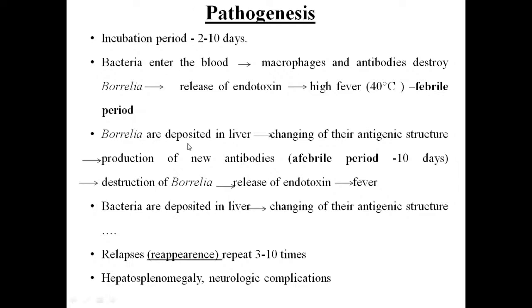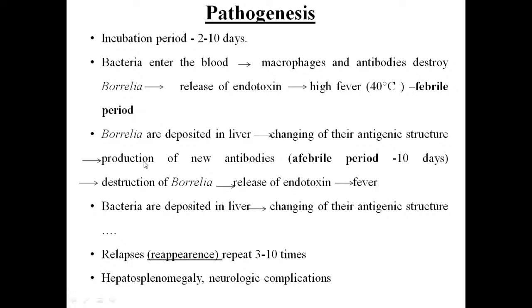Borrelia are deposited in liver and change their antigenic structure. I have said about antigenic variation. So, the immune system recognizes this pathogen as another pathogen because previous antibodies are not effective. Antigenic structure is changed, and the immune system provides production of new antibodies. This period is afebrile. There is no fever. It lasts about 10 days.